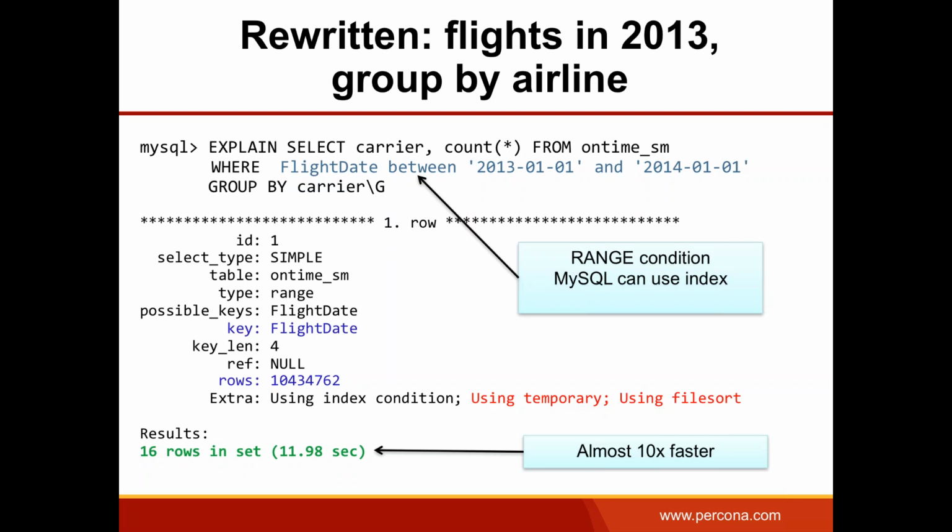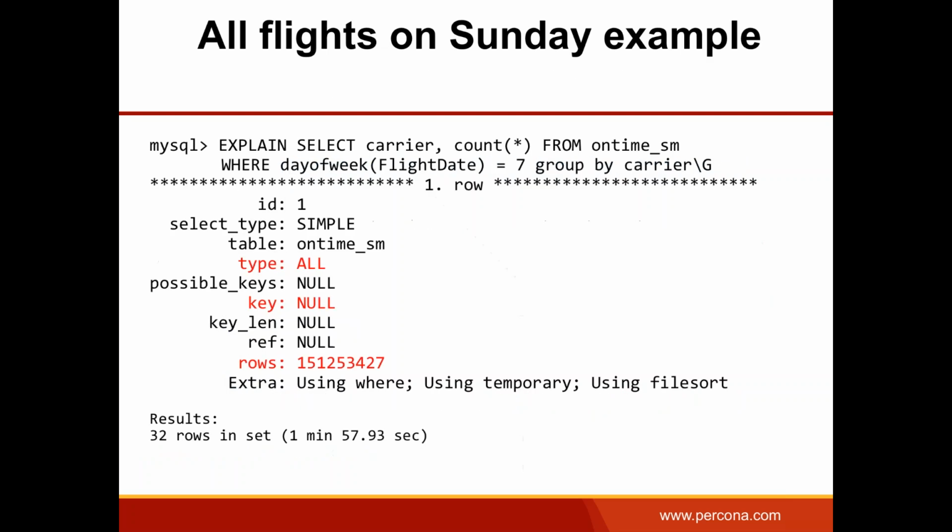And this is almost 10x faster. It still has to create a temporary table and do a file sort, but at least it is not doing the full table scan. So the flight date and year is straightforward. But what about a more complex scenario?